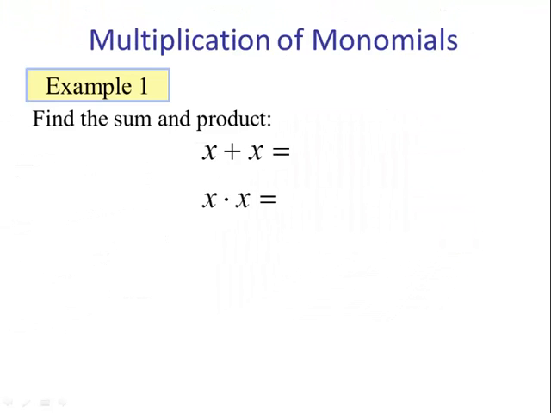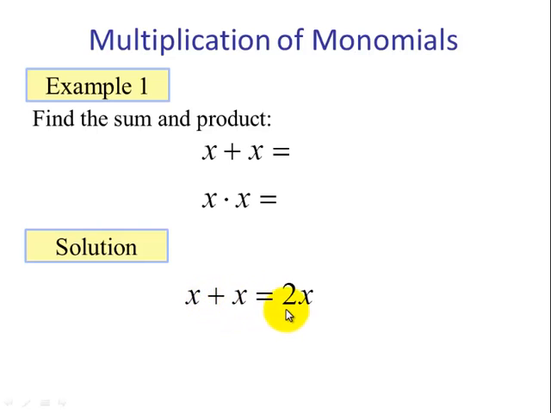Example 1. Find the sum and the product for x plus x and x times x. Now in the previous video, when we were adding like terms, we added up the coefficients. So in this case, this has a coefficient of 1 and this has a coefficient of 1. This expression is different. This is now x times x. So there's a different set of rules. So let's do the solution.